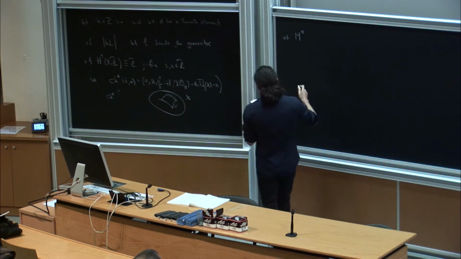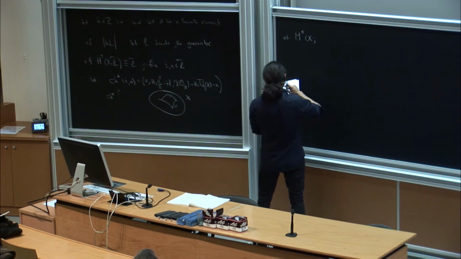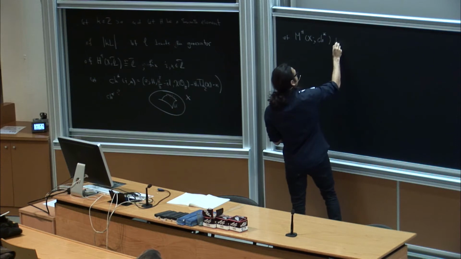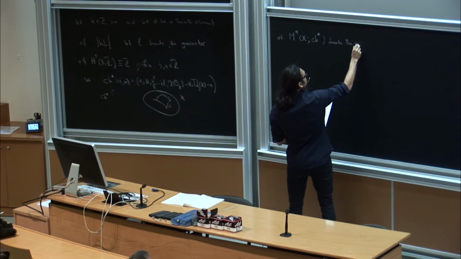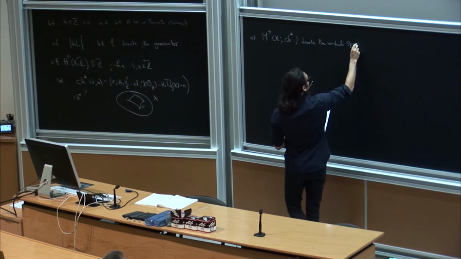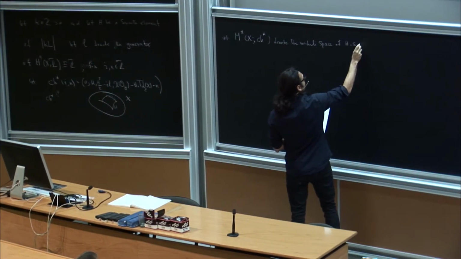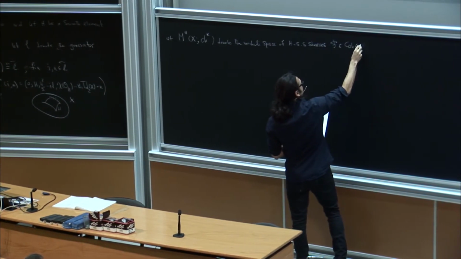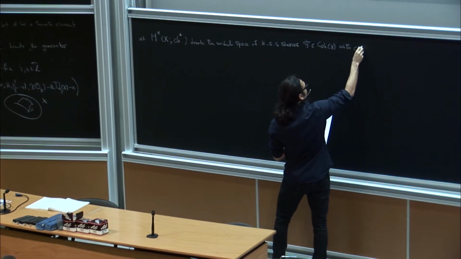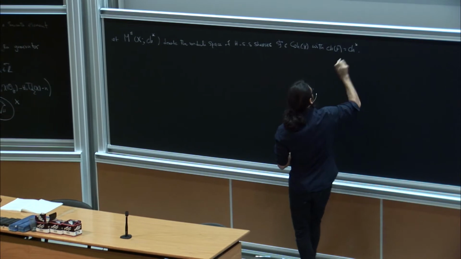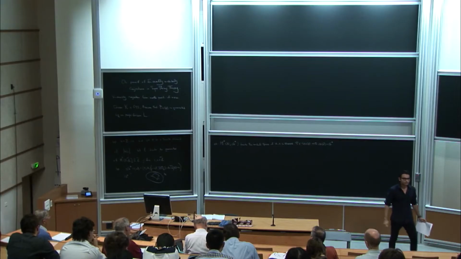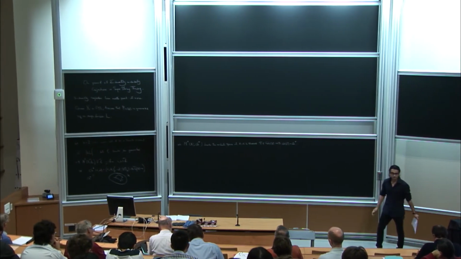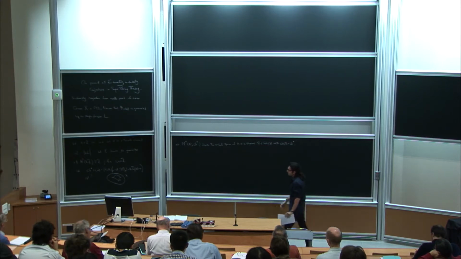Okay? So now let M_H(X, ch star) denote the moduli space of H semi-stable sheaves in X with Chern character given by Chern star. So for Gieseker stability, you need to fix a polarization, and I'm fixing my polarization to be H, which I defined there. And I'm looking at moduli space of semi-stable sheaves with this Chern character.